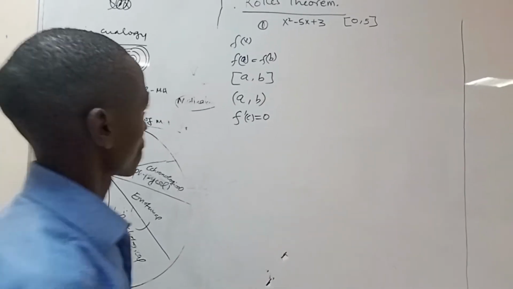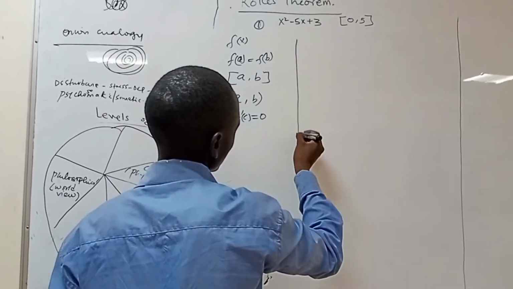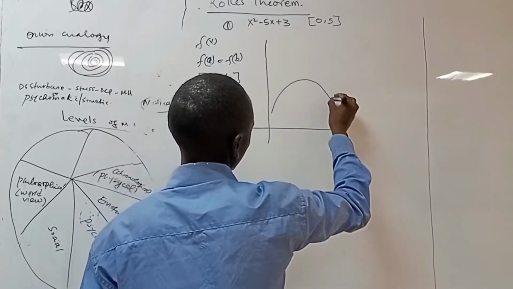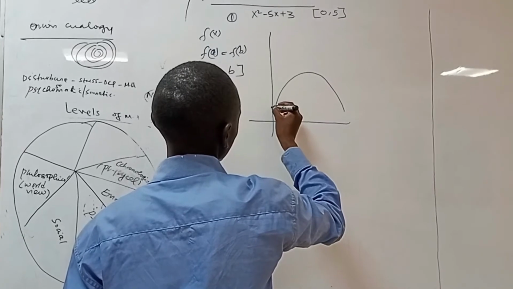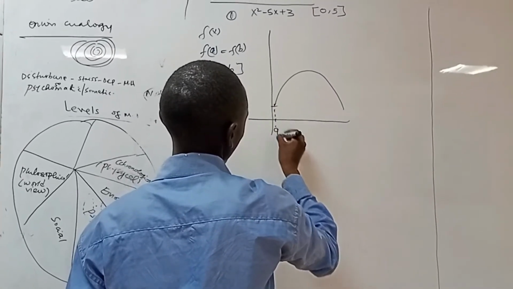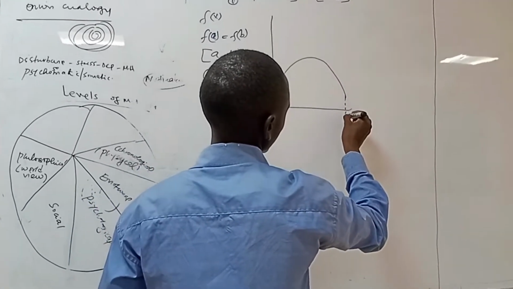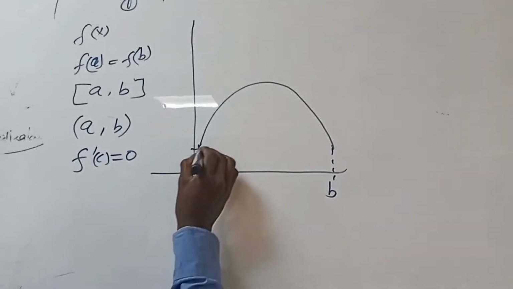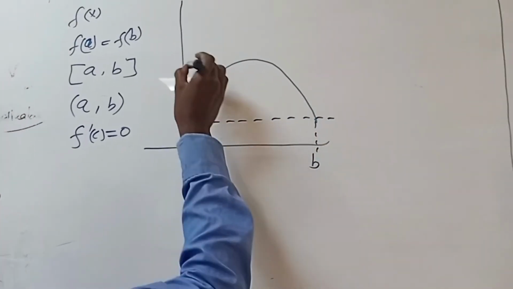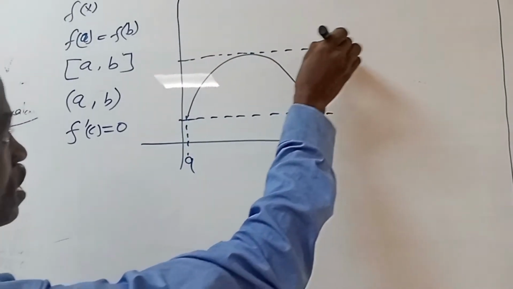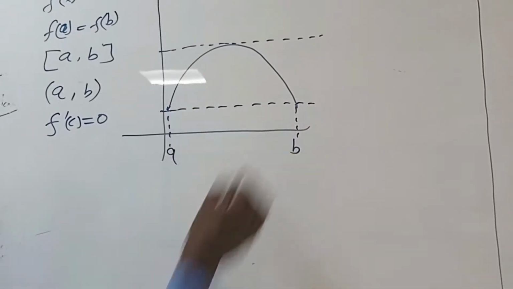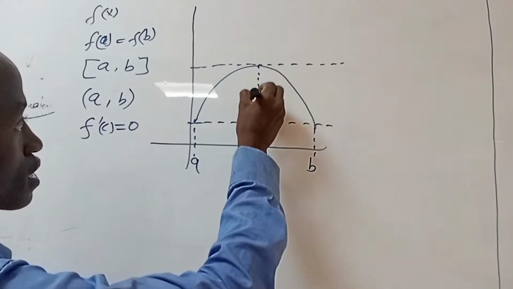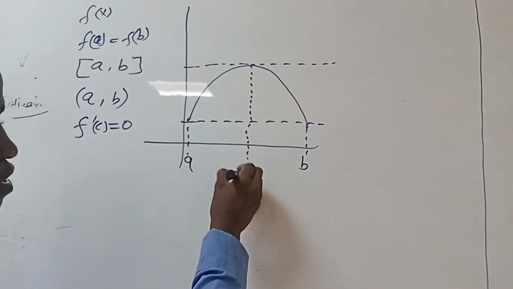So once again, you have a function like this, and you are having a curve like this. So let's say this is the point A, and we have point B. At this point, where you have a tangent which is parallel to the chord AB, it is the point that we say is C. So here we have C.